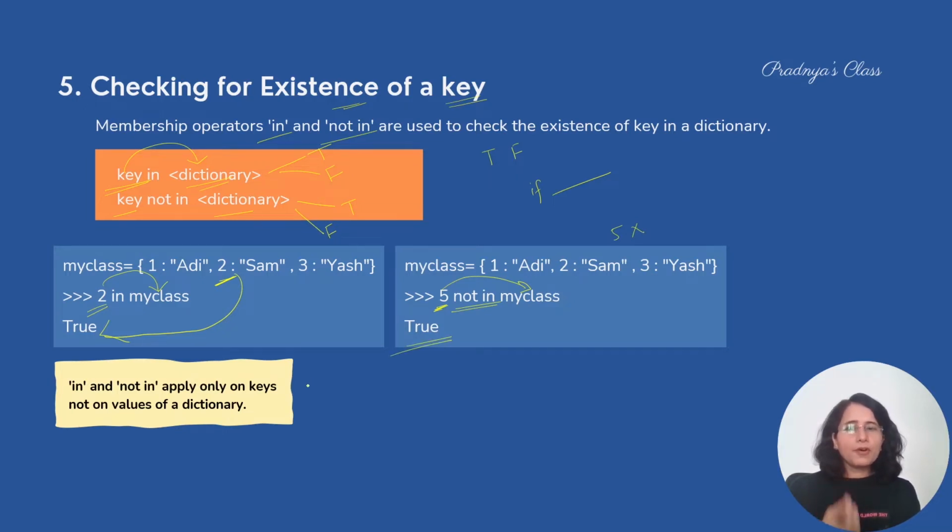The in and not in membership operators only work on keys, not on the values. So in this way, using membership operators, you can check the existence of a key in the dictionary.